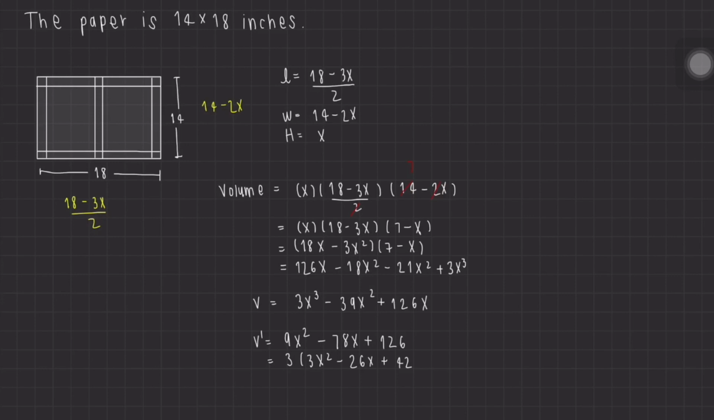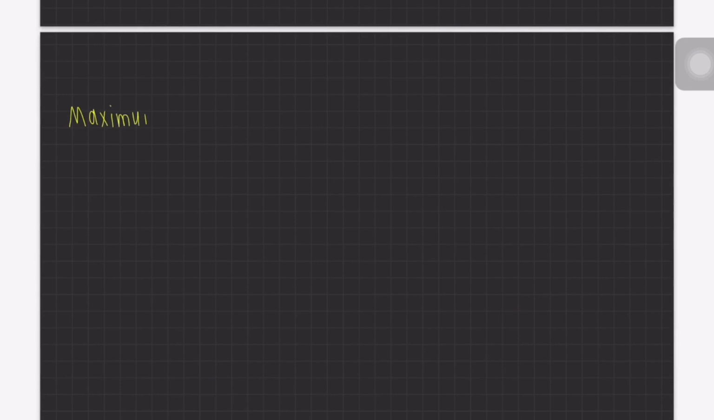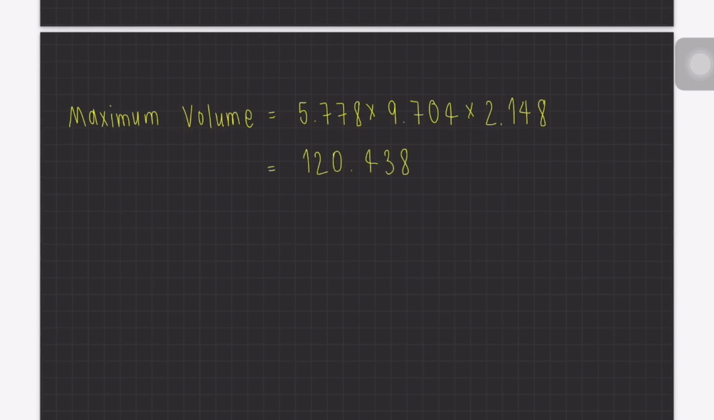So the answer is 6.519 and 2.148. So our x and height are 2.148, and we return back to the first equations to find length and width. So the maximum volume is 5.778 times 9.704 times 2.148, and the answer is 120.438 inches cubed.